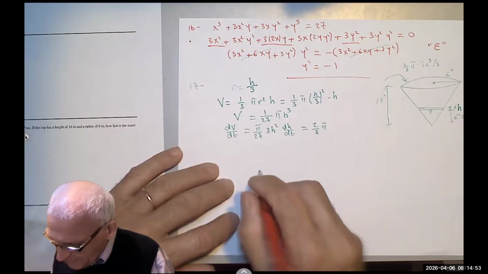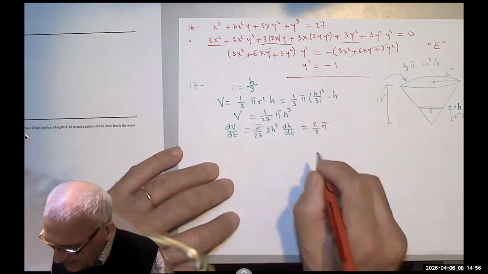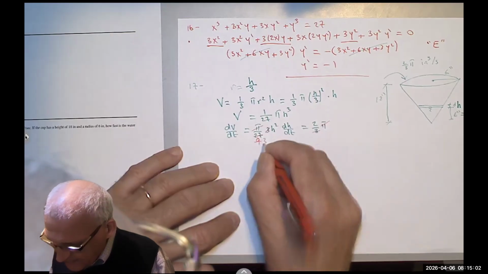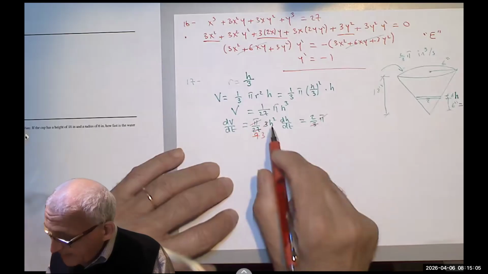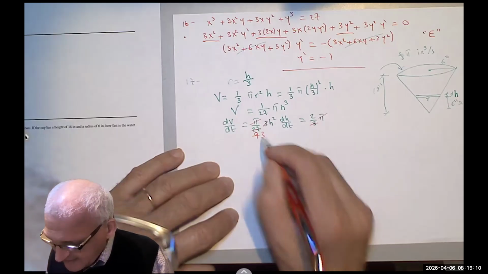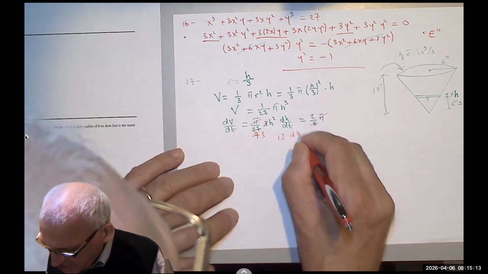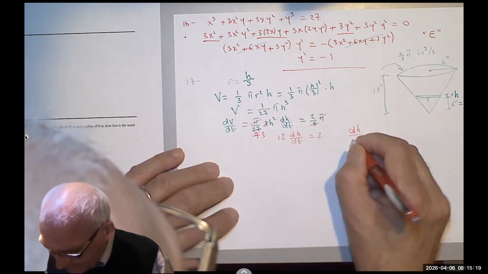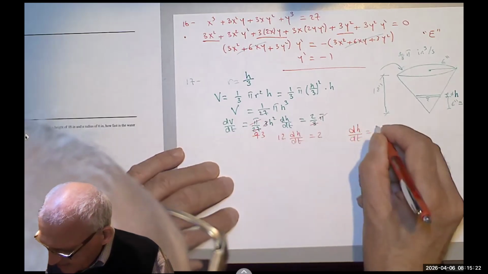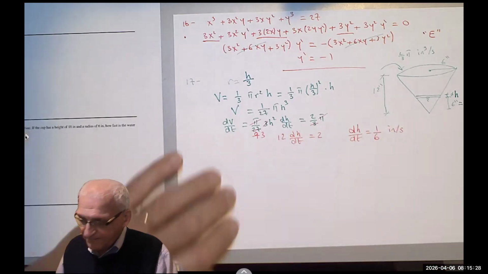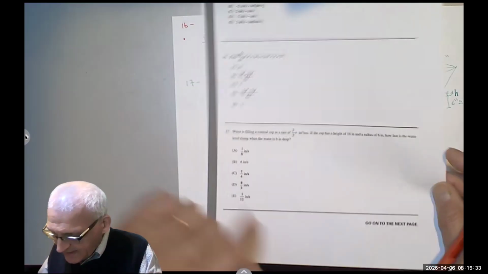So first of all, I can simplify pi with pi. 3 with 27 is 9, and 3 with 9 is 3. Now, they give me h as 6, so h squared is 36. 36 divided by 3 is 12. dh dt times 12 equals 2. So dividing both sides by 12, I get dh by dt is 1/6 inch per second. 1/6 inch per second is part A.